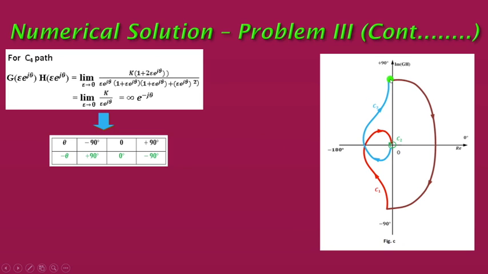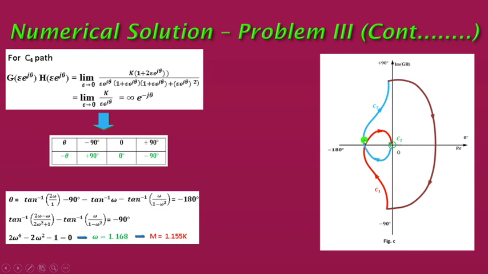Then draw the C4 path. The end of C3 and the starting of the C4 path are the same. So this path is the C4 path. The starting point angle is plus 90 degrees and the magnitude is always infinity, this point. Then plus 90 to 0, then minus 90 degrees. The magnitude is always infinity. So this is the closed contour in the GH plane.